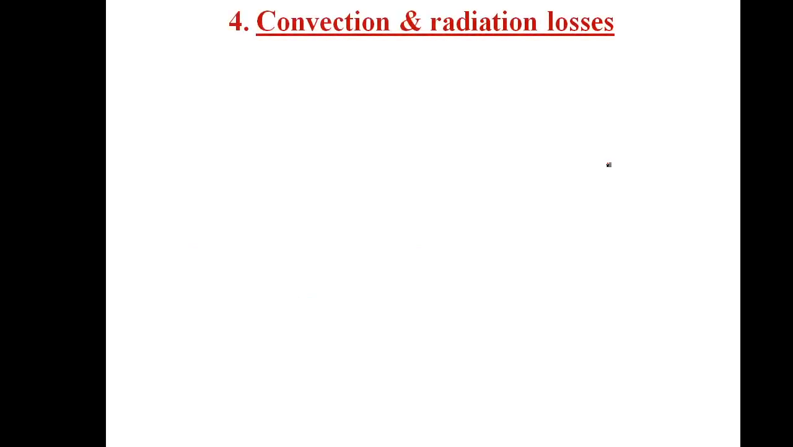Now coming to the convection and radiation losses. The surface of the boiler is exposed to the atmospheric air, and the temperature of the ambient air is less than the temperature of the boiler shell. Therefore, definitely there will be heat flow from the boiler surface to the atmosphere, and that heat flow is by two modes of heat transfer, that is convection and radiation.